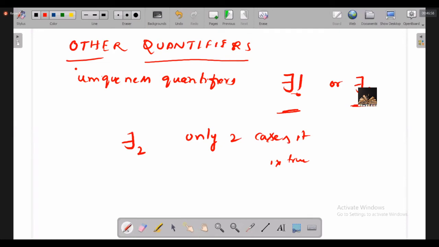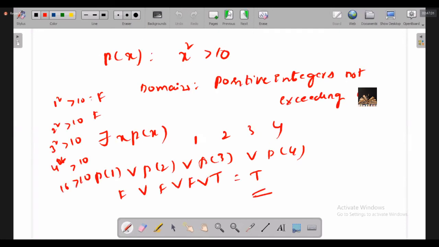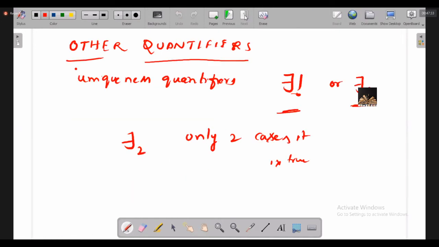See the previous example: P of 1 is false, P of 2 is false, P of 3 is false, and only P of 4 is true. So there exists exclamation mark x, P of x is true, because only one case is true. You just need to know what this uniqueness quantifier is.